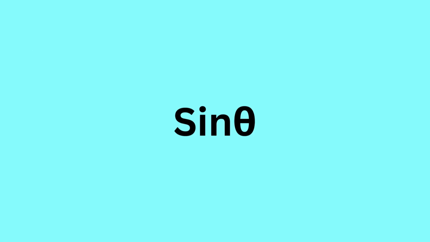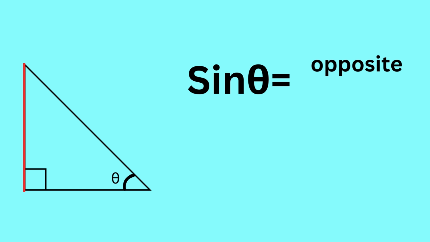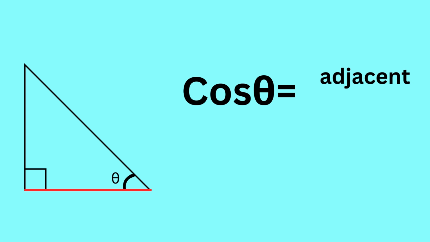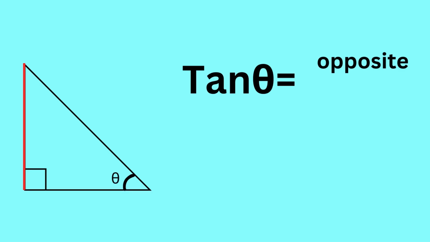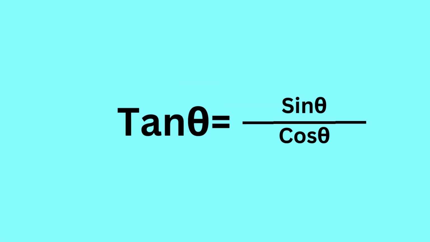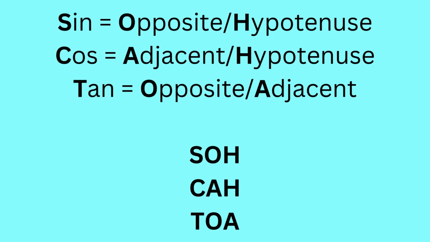Sin theta is the value of the length of the side opposite to theta divided by the length of the hypotenuse. Cos theta is the value of the length of the side adjacent to theta divided by the length of the hypotenuse. Tan theta is the value of the length of the side opposite to theta divided by the side adjacent to theta. Tan theta can also be written as sin theta upon cos theta.